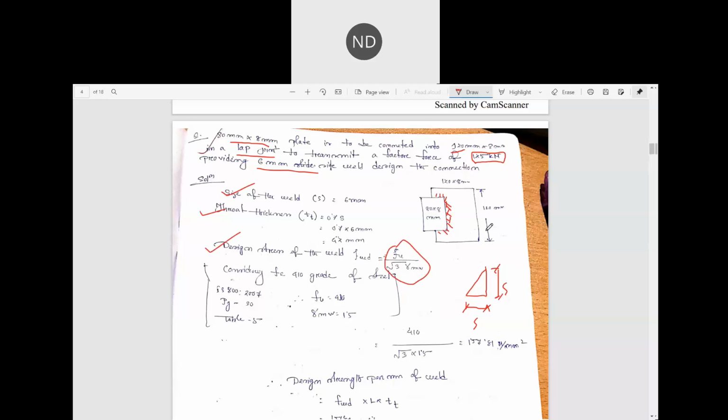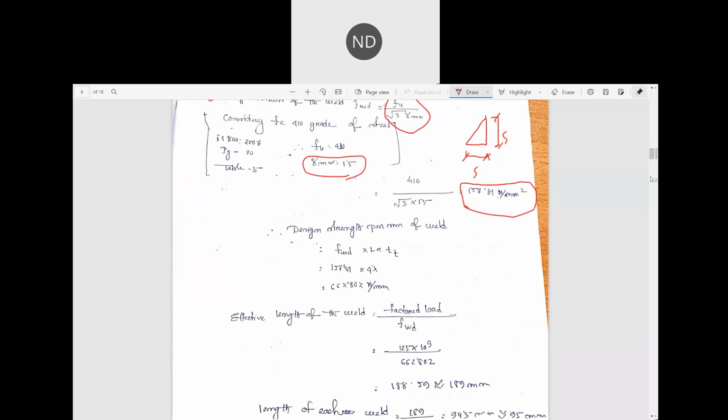We discussed that in IS 800:2007, page number 30, Table 5, we have this partial safety factor. There were two partial safety factors for gamma mw. That means if it is shop fabrication, then 1.2, I guess. Then for field fabrication, your gamma mw is 1.5. Then we discussed that this was our design stress. We found that our design stress was this much.